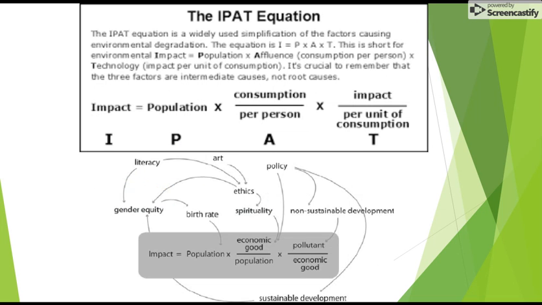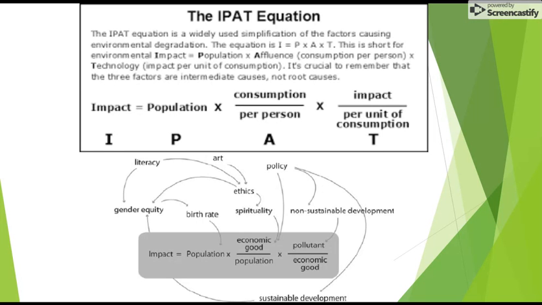We have this IPAT equation. Basically, what we look at here is the impact that an area has. And so we look at the population. So is the population growing, decreasing? How many people are there, right? Because humans are the ones making the impact. So these factors about the population are going to impact the environment.